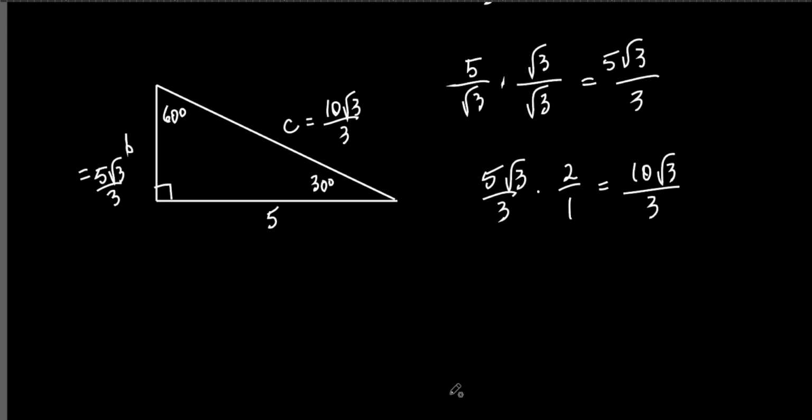Everybody got that? So look, the hypotenuse is double the short side, isn't it? Because if this is the short side, what's this double? Well, I just take 5 and double it. It's 10. 10 square root of 3 over 3. Everybody good? These 30-60-90 triangles don't get any harder than that.